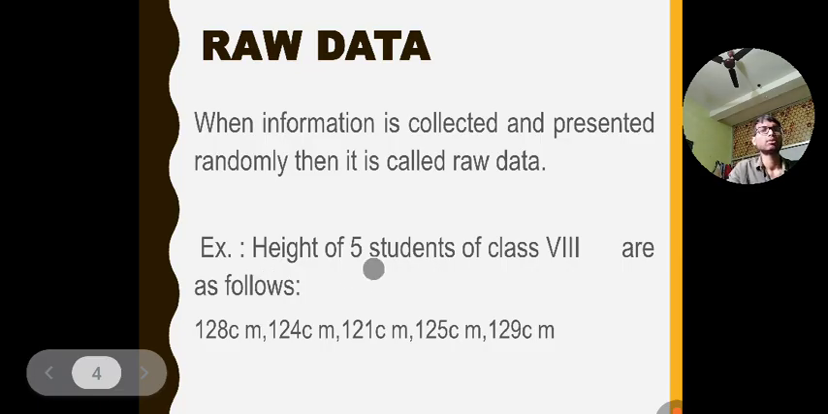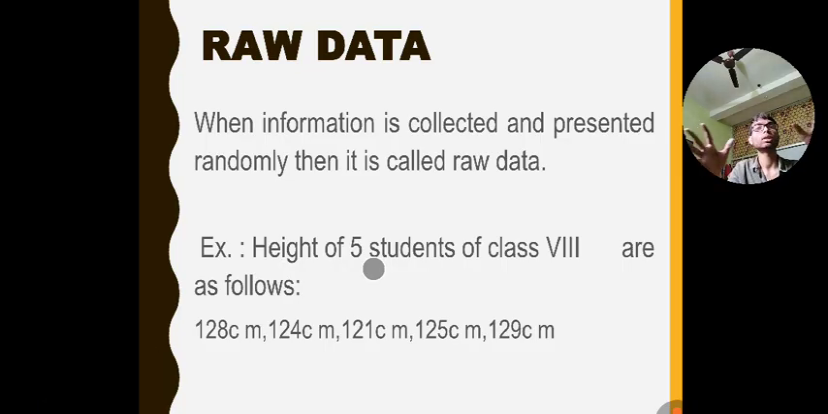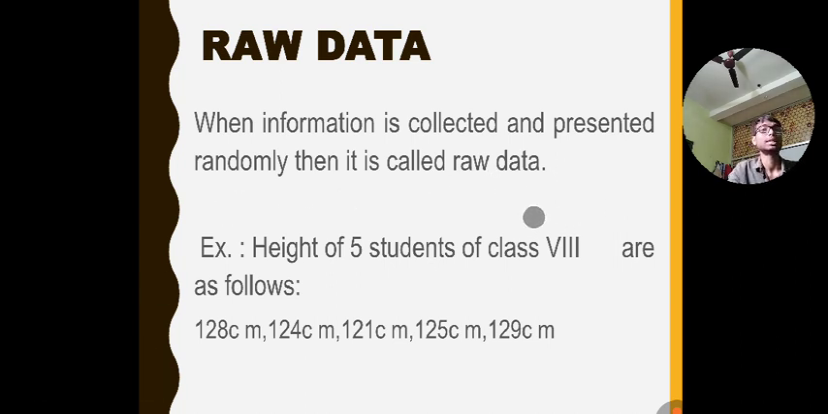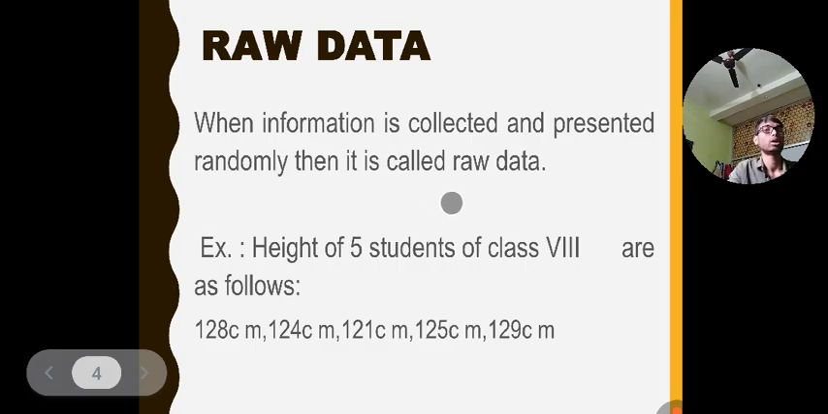Now, what is raw data? It is just original data. We didn't do anything with the original data. Raw data is just raw data. If we apply something on raw data, it will be called grouped data. When information is collected and represented randomly, then it is called raw data.